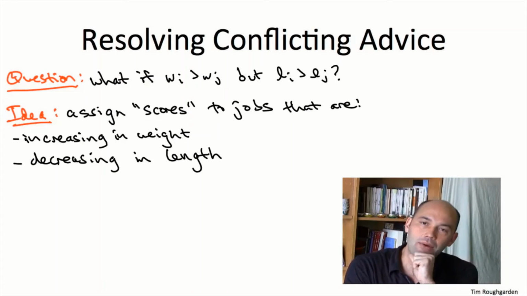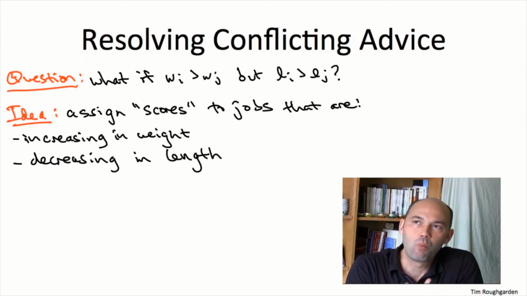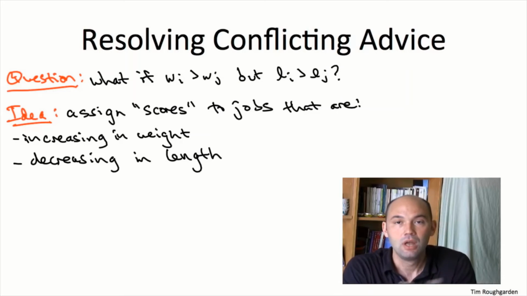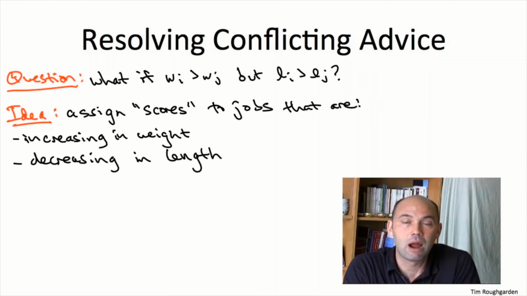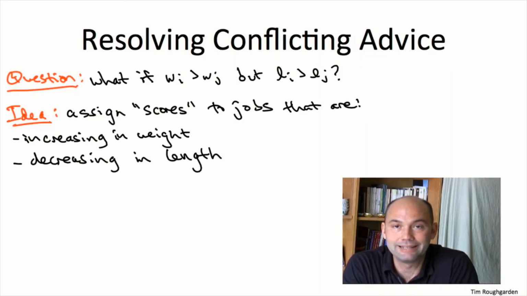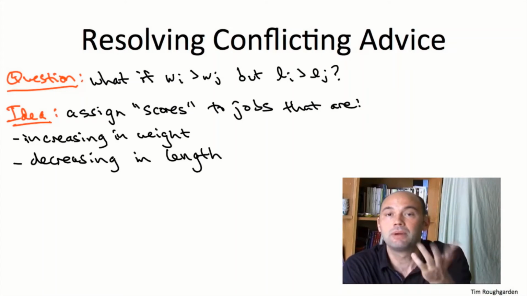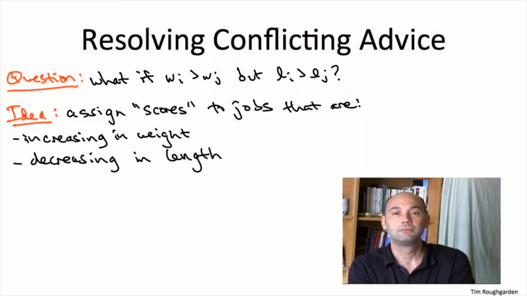So what I want you to do now is I want you to think for a minute about what kind of simplest possible functions you could use. So again, these are mathematical functions. They take as input two numbers, a length and a weight of a job, and they output a single number, a score. And the function should have the properties that it's increasing in the job's weight and it's decreasing in the job's length. So there's more than one answer to this question, but just sort of dream up some ideas of what this function might look like.